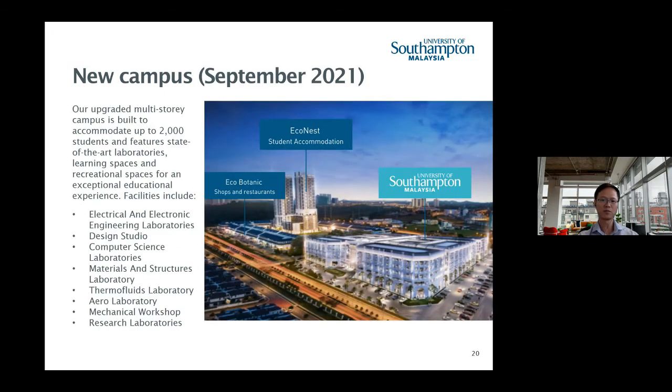Okay, and we're going to have a brand new campus, a very exciting time for us. This year, September, we'll be moving into a brand new campus with well-equipped labs for engineering education. Okay, so I'll just stop here and I'll hand the time over to my colleague, Dr. Loh, who will be talking about the electrical and electronic engineering specialization.